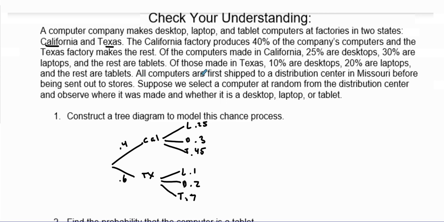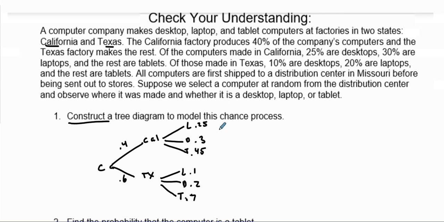So all the computers are first shipped to the distribution center in Missouri before being sent out to the stores. Suppose we select a computer at random from the distribution center and observe where it was made. So we want to construct a tree diagram, and I just did that as we're going through. As we have a chance process, we have some sort of computer, and they were made in either California or Texas. 40% in California, and of these 40%, we have laptop, desktop, and tablets.